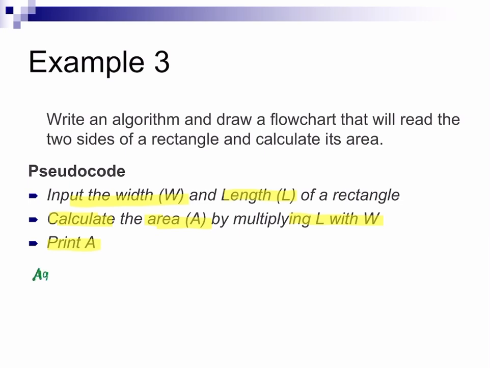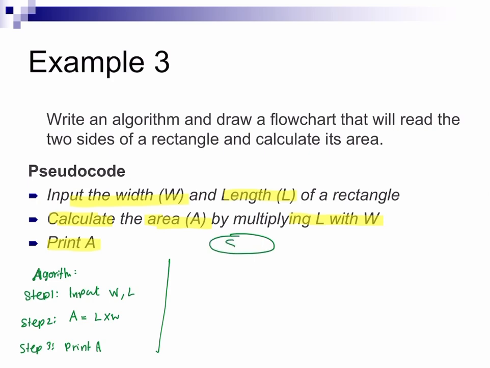In our algorithm, we're going to have steps: step 1, step 2, and finally step 3. In step 1, we have our inputs, which are the width and length. In step 2, we have our calculation, which is the area is equal to the length multiplied by the width. Finally, we want the area printed. So let's do that in a flowchart.